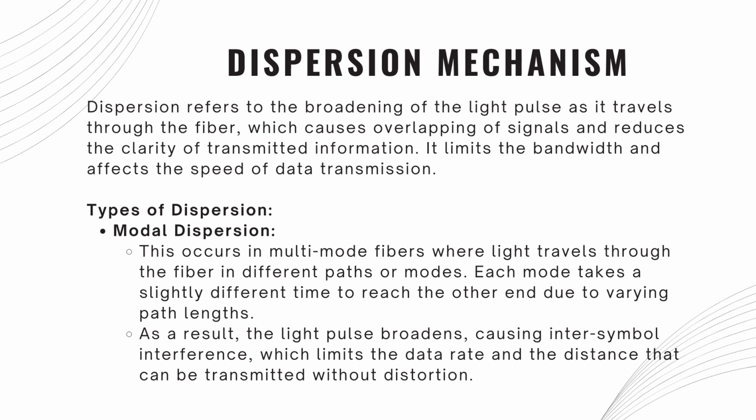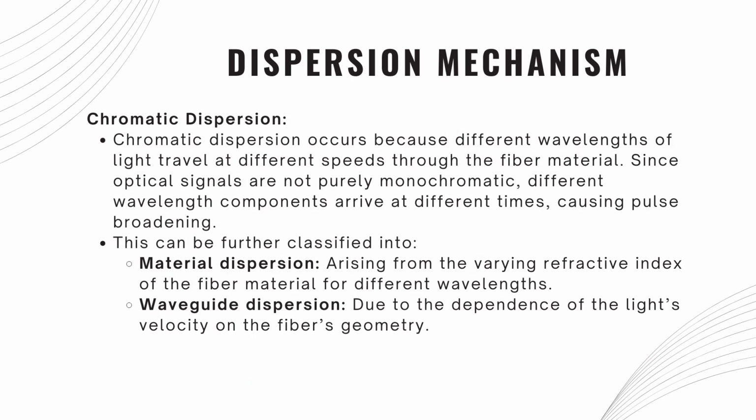This occurs in multimode fibers where light travels through the fiber in different paths or modes. Each mode takes a slightly different time to reach the other end due to varying path lengths. As a result, the light pulse broadens, causing intersymbol interference, which limits the data rate and the distance that can be transmitted without distortion. Chromatic dispersion.